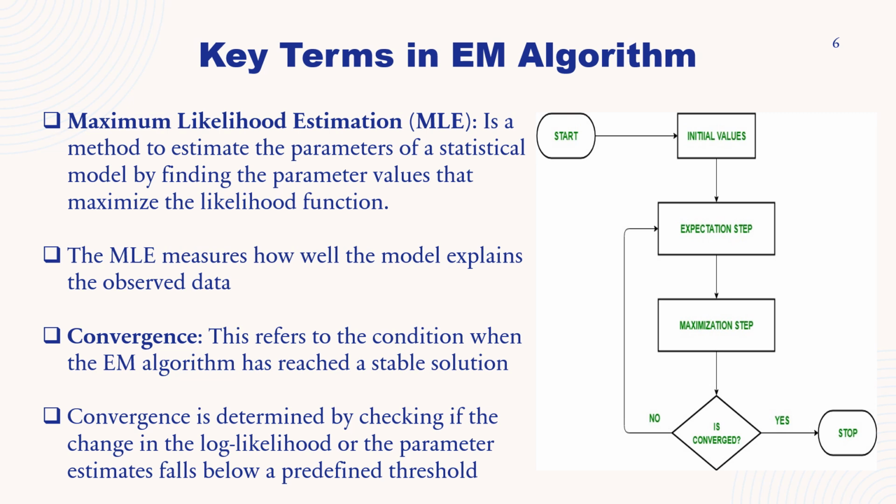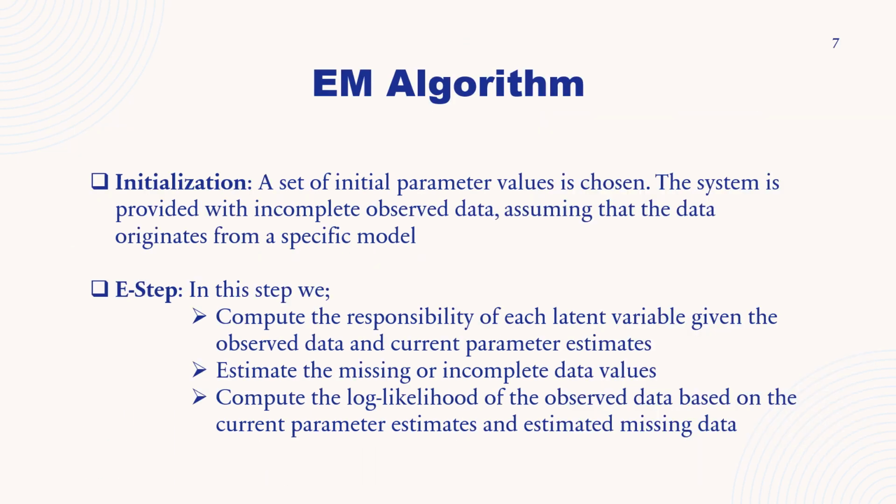So these are the steps the algorithm follows. We're going to look at the step-by-step process, and this is a diagram that better explains these steps. First, there's an initialization, where a set of initial parameter values is chosen. The system is provided with incomplete observed data, assuming that the data originates from a specific model.